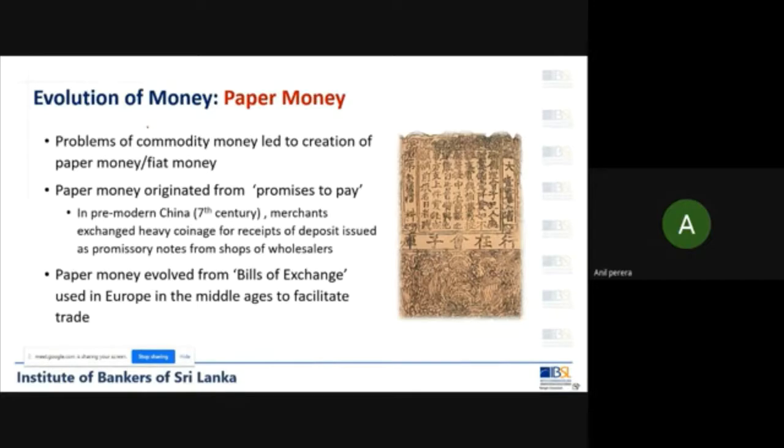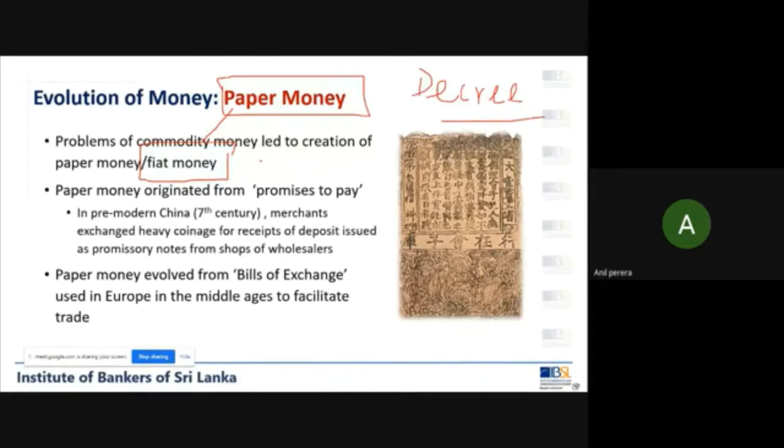So when you attach the government, you call the word decree. So the government is attaching its decree or the power on paper. Then you call it fiat money. So paper money is actually fiat money. Fiat means simply the government order. Order means they are law, right? So this paper money came into usage.